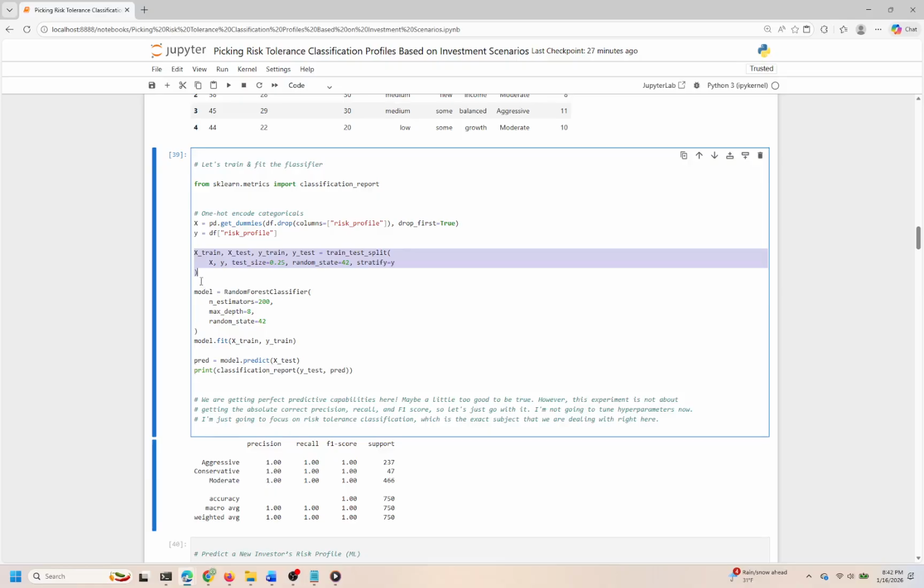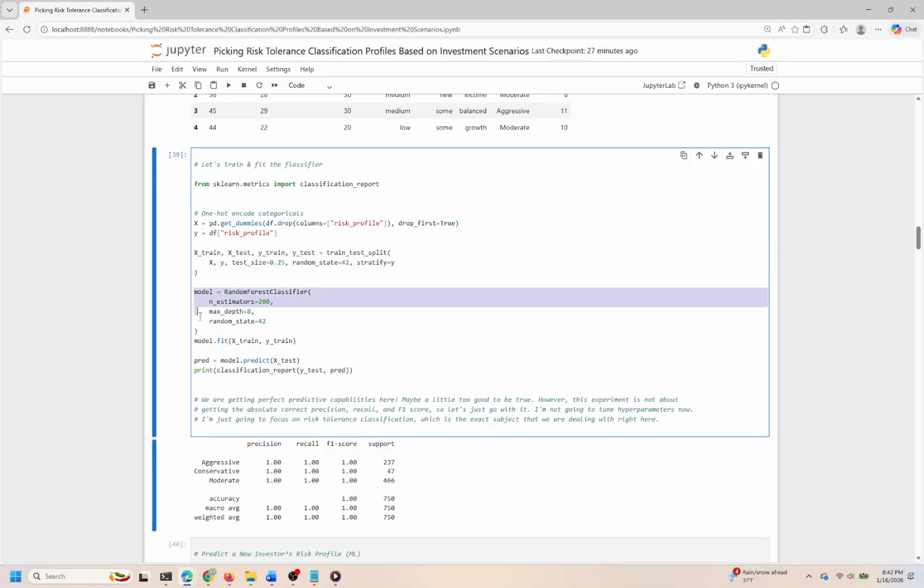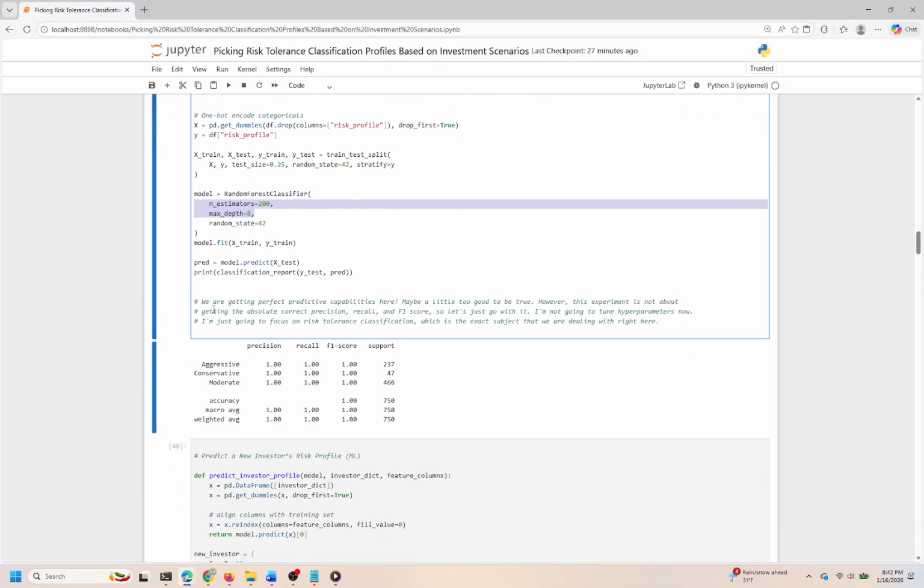Using a test size of 25% allows us to maintain a good balance, while applying a stratification technique ensures that the distribution of risk profiles remains consistent across the training and testing datasets. Next, we instantiate our RandomForest classifier with specified parameters, such as the number of trees and the maximum depth of the tree structure. These choices control how the model learns from the data. For this initial run, we set the random state for reproducibility. After fitting the model on our training data, we make predictions on the test set.